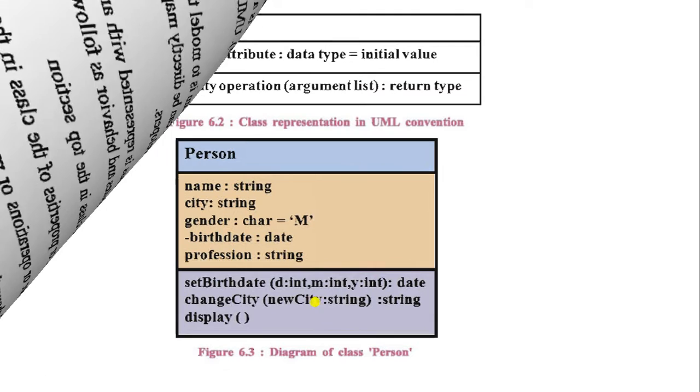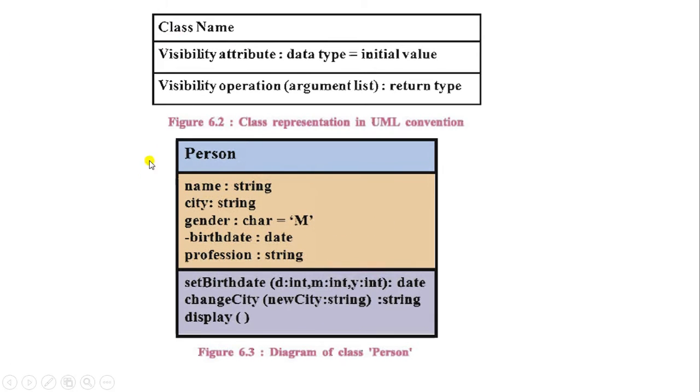Okay, let's see the diagram. If you look at the diagram, the first part is the class name, the second part is the attributes of the class, and the third part is the operations, or you can say the behavior of the class. So this is the class diagram. There are three different sections: class name, attributes, and behavior or operations.